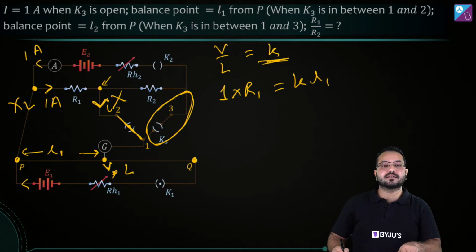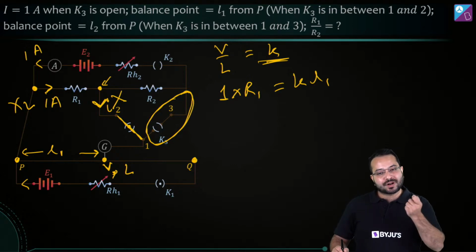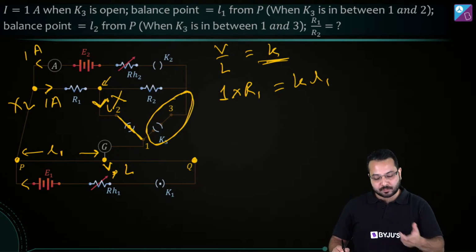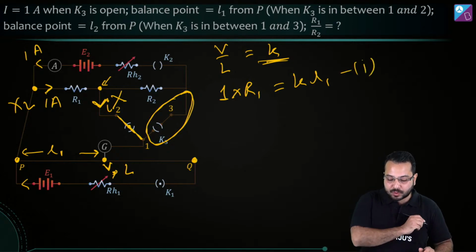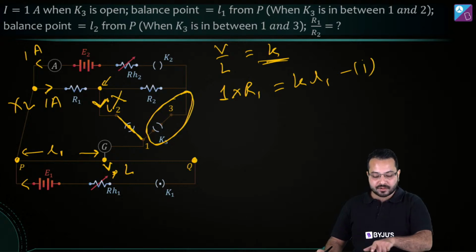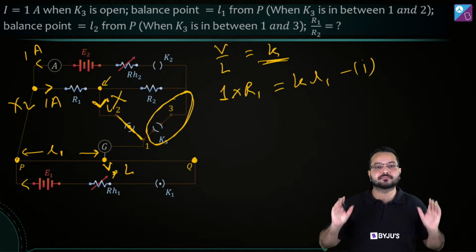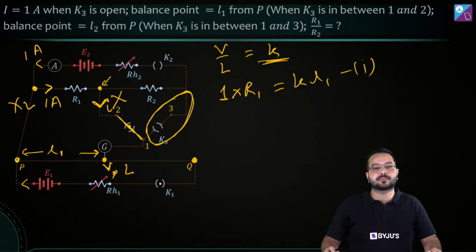Right? So per unit length, the potential drop is K. So for L1 length, the potential drop is going to be K into L1. Is that correct? That is the first equation we have got. So 1 into R1 will be equal to K L1. Is that correct? Absolutely, Tanmay. You're absolutely right.